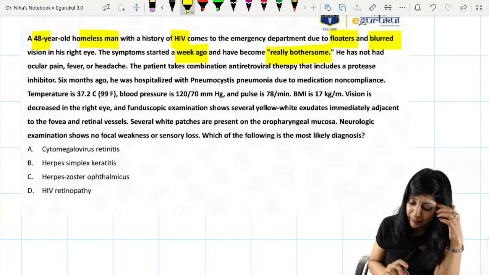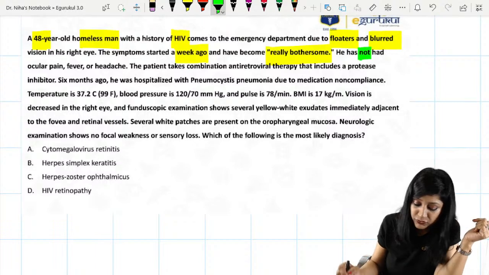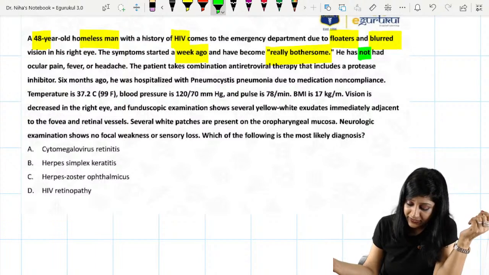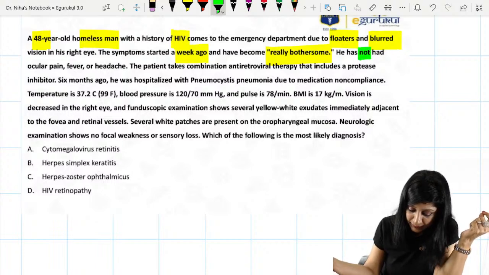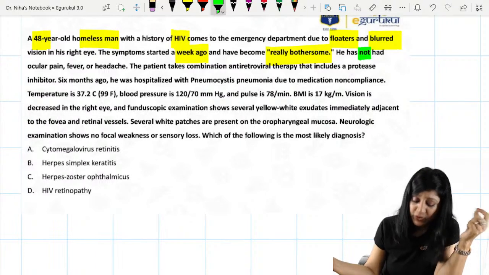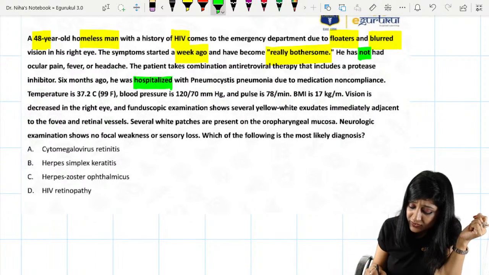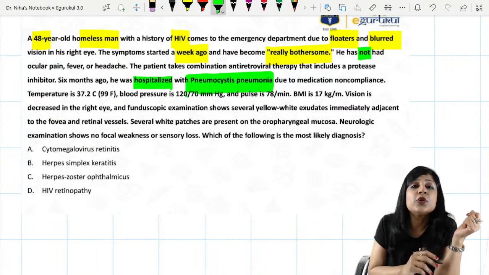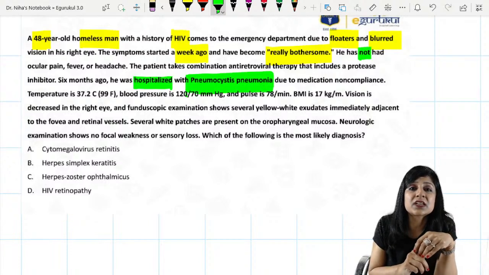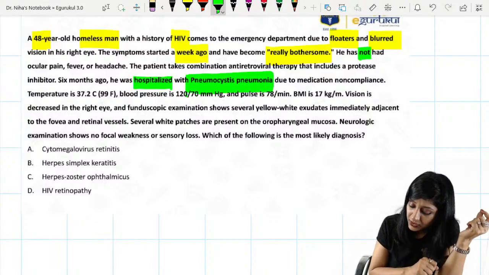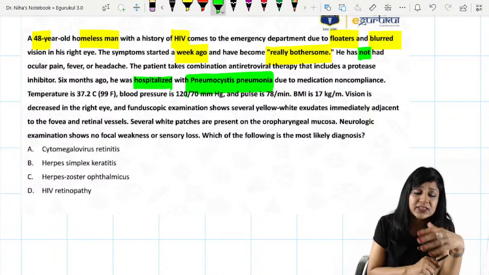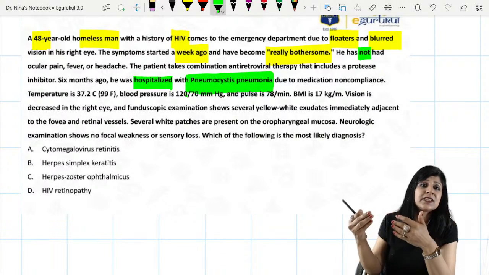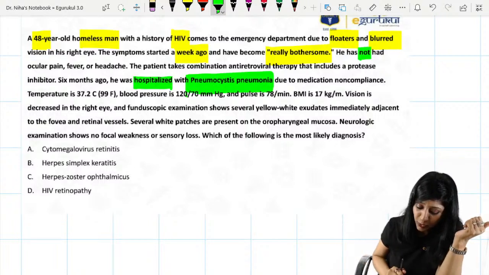He has not had ocular pain. There is no history, right? There is no history of pain, fever, headache. The patient is actually taking combination antiretroviral therapy that includes a protease inhibitor. Now 6 months ago, he was hospitalized with Pneumocystis pneumonia. Pneumocystis pneumonia, can you tell me in whom you get this infection most commonly? Due to medication non-compliance, the disease flourished and led to this Pneumocystis pneumonia.